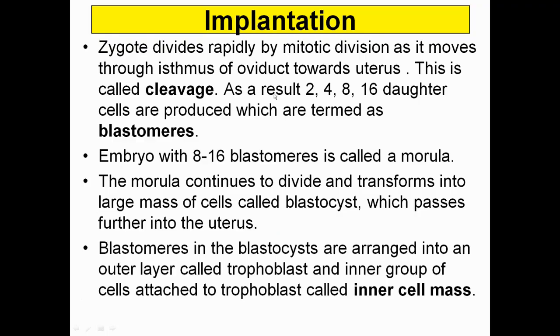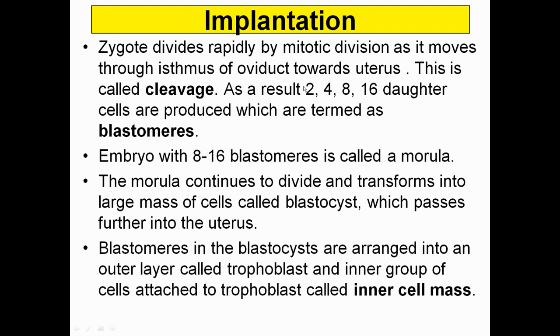Now come to the implantation. Implantation refers to the attachment of the early embryo into the endometrium to derive more and more nourishment through the placenta. So the zygote first divides mitotically as it moves through the isthmus of the oviduct towards the uterus, and this type of division, that is mitotic division, is referred to as cleavage division.